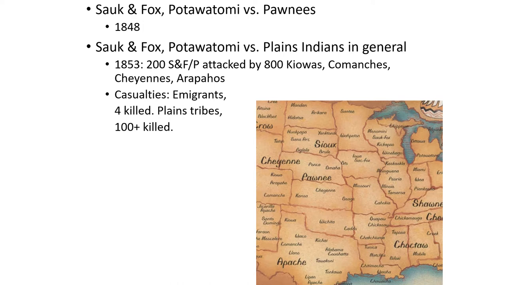About 800 of those Central and Southern Plains tribes attacked about 200 Sauk and Fox and Potawatomis in 1853. And it turns out that the Sauk and Fox and Potawatomis were much better armed. They had been fighting against the U.S. for longer, and they had had more opportunity to gain access to weapons that were superior to the weapons of these Plains Indians, some of whom had guns, but they were old guns, and many of whom still had bows and arrows. So in this big battle, among the immigrant Indians, or the Sauk and Fox and Potawatomi, four of them were killed, and they killed over 100 of the Plains tribes that attacked them.